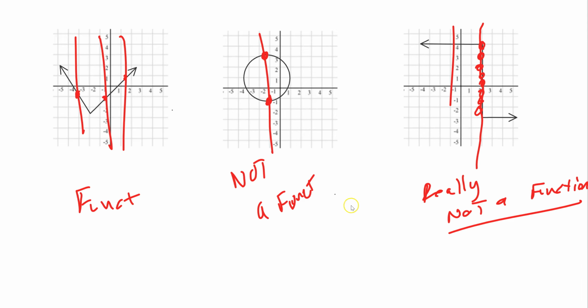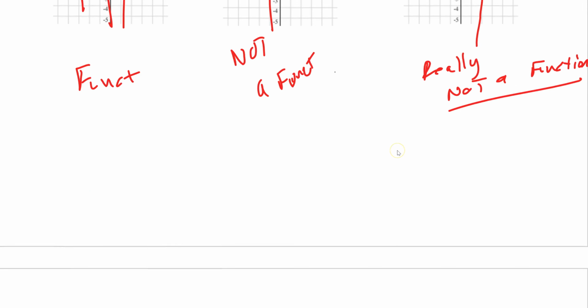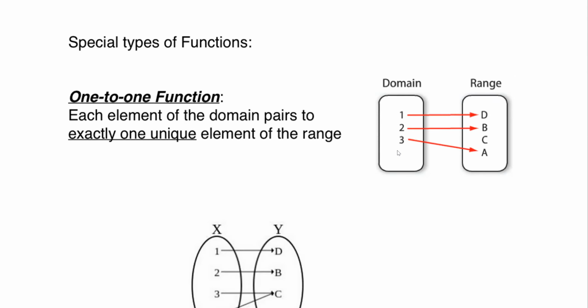Now that we know what a function is, let's talk about some special types of functions. 2 in particular. So first one's called a one-to-one function. And this is exactly what it sounds like. So the definition is each element of the domain pairs to exactly one element of the range. All this means is, kind of like the domain, in this case, both the x and y values are unique.